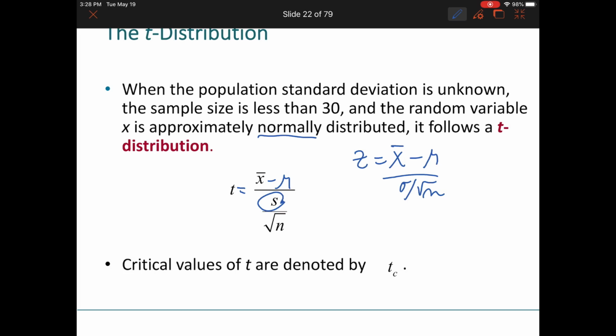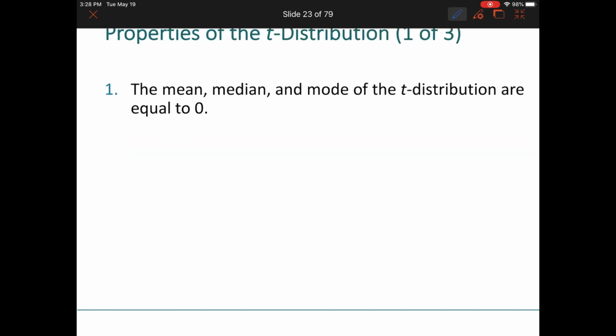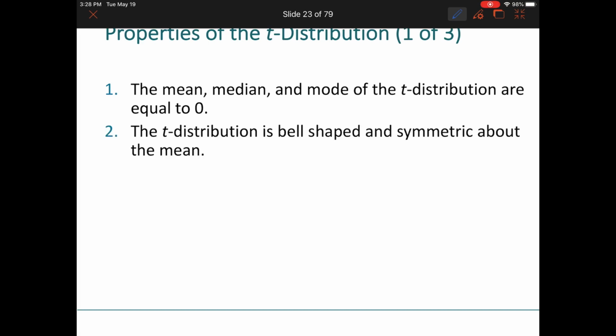And so if you happen to have less than 30, you better have normality. Or if you have greater than 30, then it doesn't matter as much. This version uses t sub c. I do not care if you use that or not. It doesn't hurt at all.